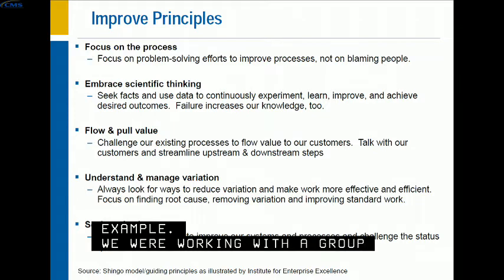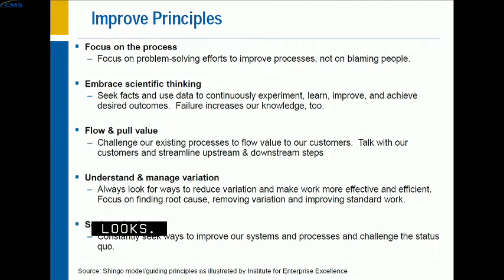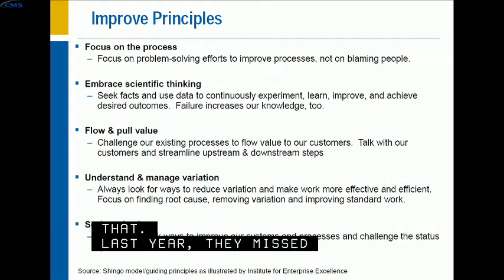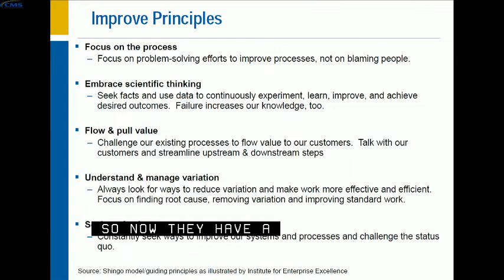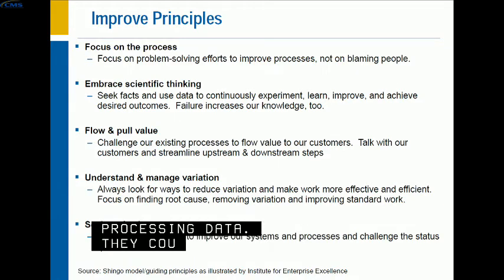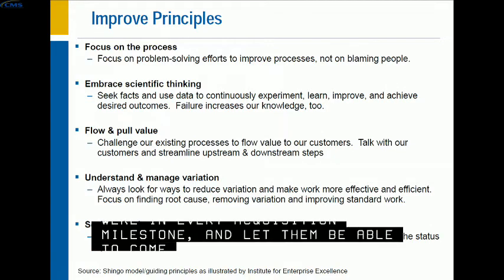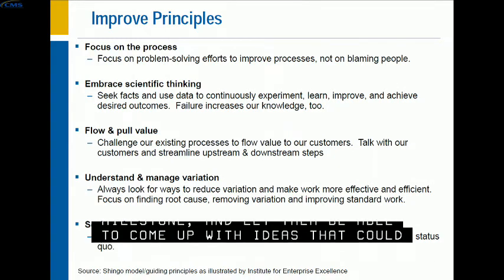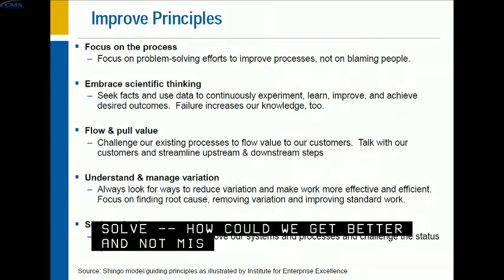And eventually they got to, in the last year, they missed 100% of their acquisition milestones. So now they had a scientifically observable process. They had data. They could count how many acquisition milestones they had. They could count how late they were in each and every acquisition milestone, which then lets them come up with ideas that could solve how could we get better and not miss 100% of them? How could we only miss 30% of them? How could we only miss 50% of them? And try and test things to get better.